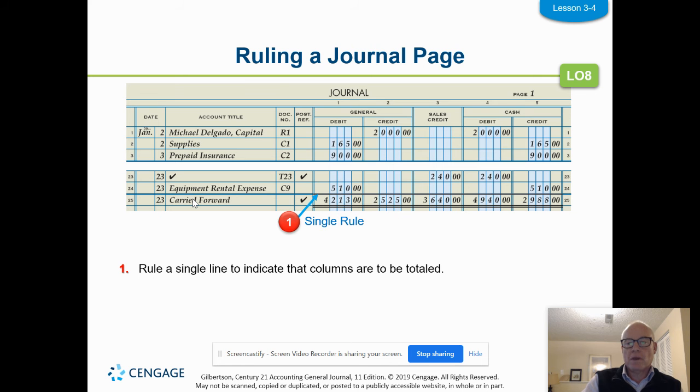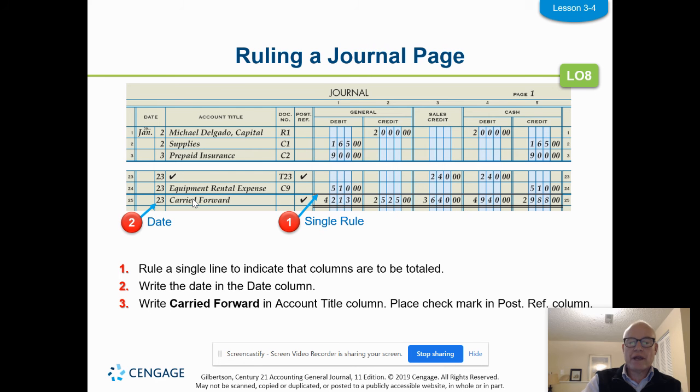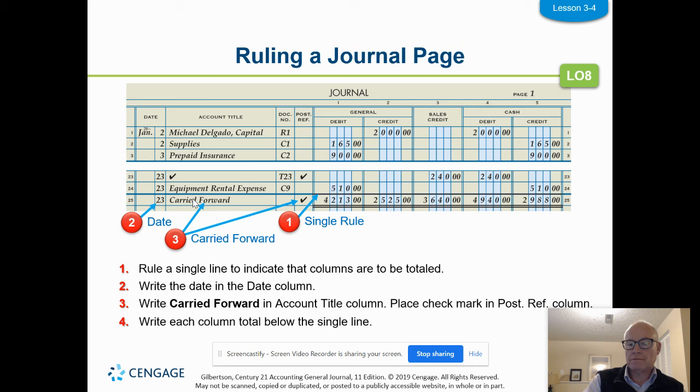All right. Single rule, write the date in the date column, the 23rd. We're carrying forward in our account title, carried forward to the next page. Place a check mark in the post reference column, which means we're not going to actually post these totals because they're not related to individual account activity, like so. Post reference. Write each column total below the single line. You can see where we've done that.